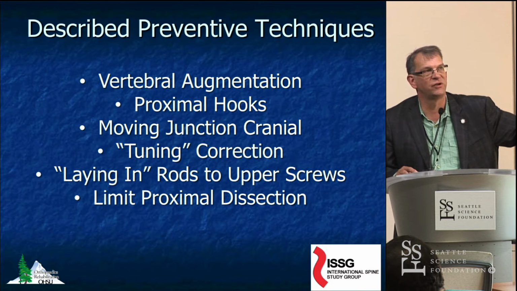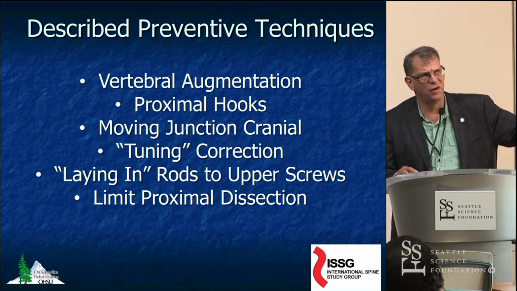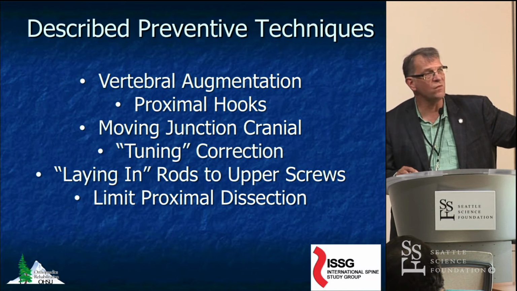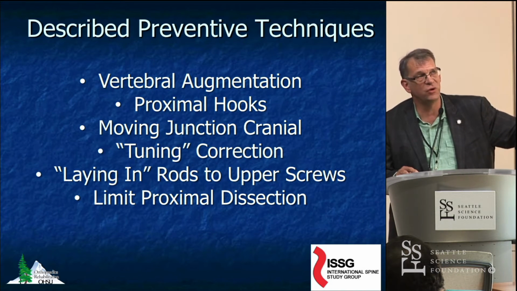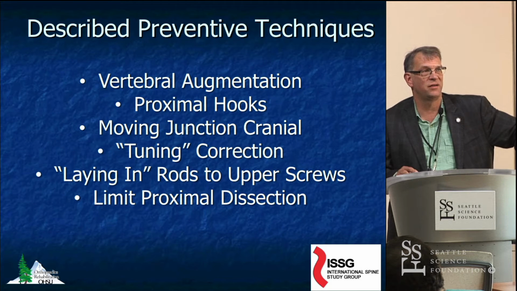Vertebral augmentation is something that I did early in my experience and have written about. Cal Kabash has written about that, and I know Chris Ames continues to do that, as do a number of other surgeons. Some surgeons feel that proximal hooks as opposed to screws at the upper level may reduce the incidence of this. Again, some surgeons argue that moving the upper junction cranial may reduce this incidence, that upper thoracic is less vulnerable than lower thoracic spine.